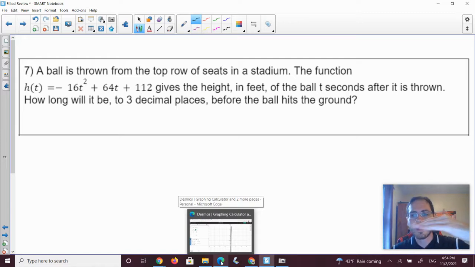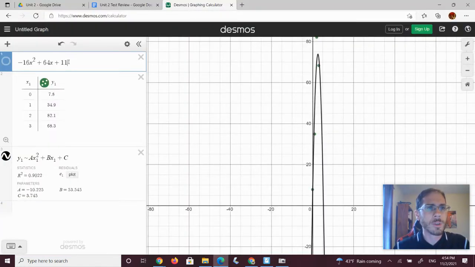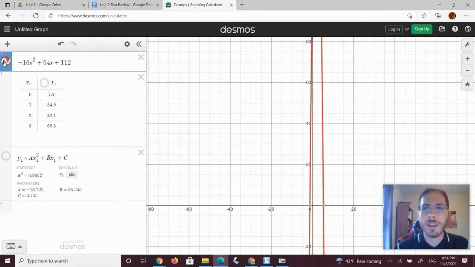This time it wants to know when it hits the ground. So it wants to know where it's at 0, not the maximum. So negative 16, 64, and then 112. So all I got to do is switch this to a 112. These off. Turn this back on. And the only point that I really care about is down here where we're equal to 0, 5.317.